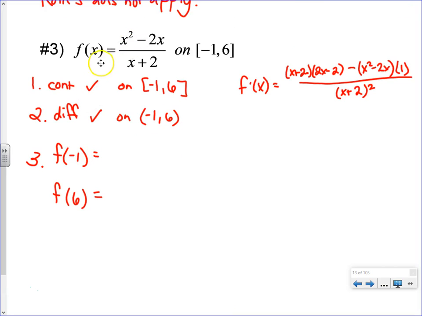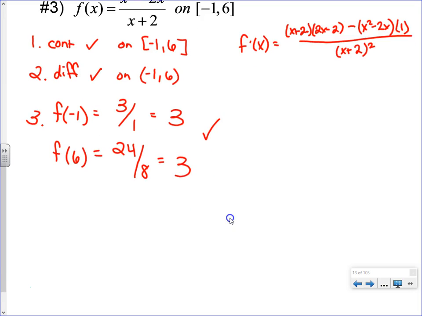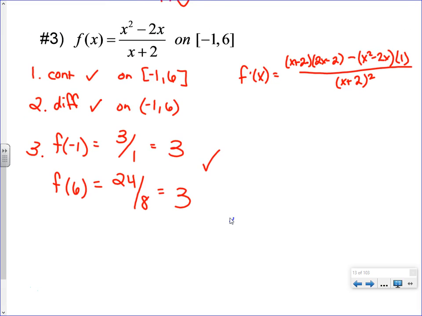We're going to plug -1 into the original. We'll end up with -1 squared, positive 1, minus 2 times -1, plus 2, which is positive 3. -1 plus 2 is 1. Okay, there's 1. Plugging in 6: 6 squared is 36 minus 2 times 6 is 12. 36 minus 12 is 24, over 6 plus 2 is 8. Okay. What's going on? They match. So since condition 1 is met, condition 2 is met, condition 3 is met, what are we going to say about Rolle's in this function? It applies.